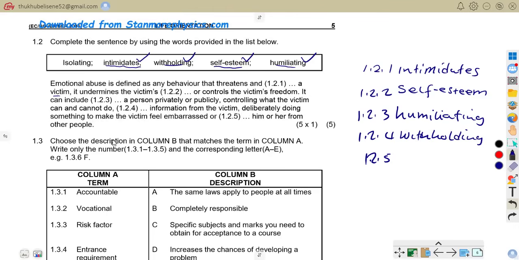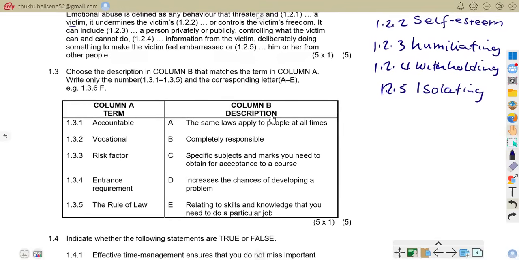Dash him or her from other people. So they were talking about isolating him or her from other people. So the correct answer is isolating, 1.25, isolate. So these are the answers for 1.2, from 1.21 to 1.25. I hope we are together on that. So let us move on to 1.3 now.